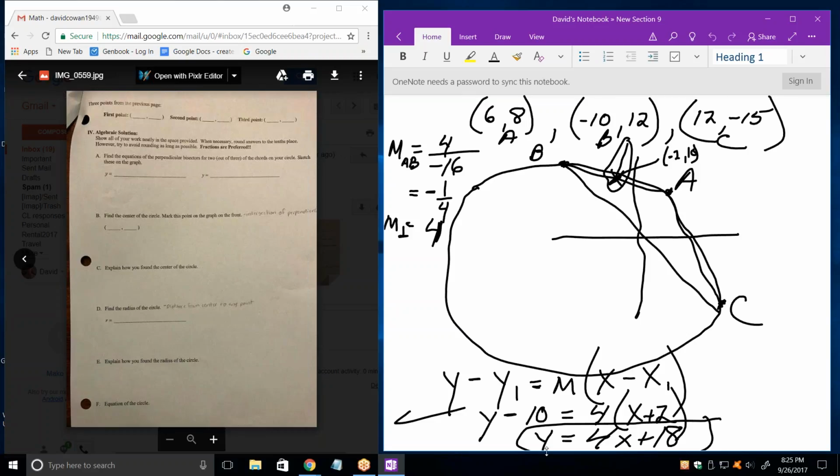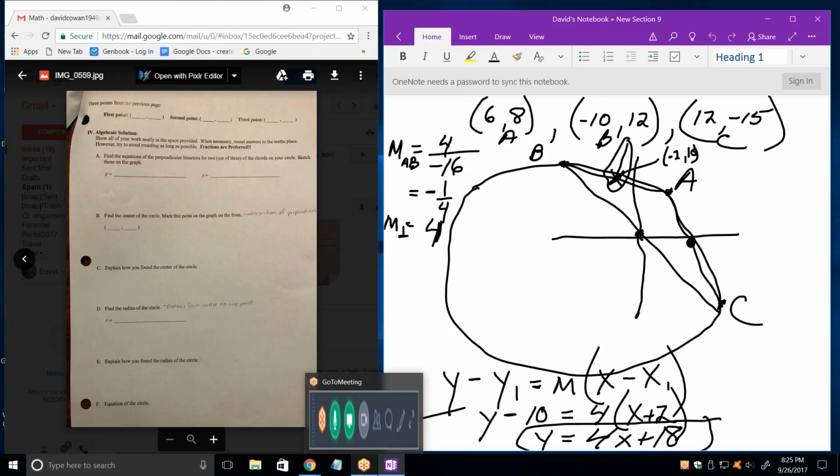Now you have to do either AC or BC. We could do either one, but the process is going to be identical. We're going to figure out the slope of the chord. That's going to give us the slope of the perpendicular bisector. And the point is always halfway between point A and C, or between point B and C. So let's do AC, because that one's easier.